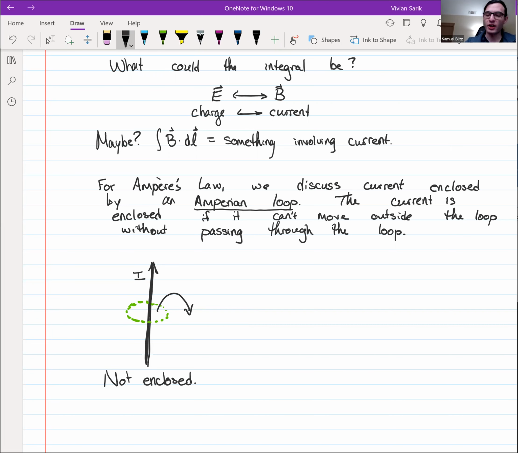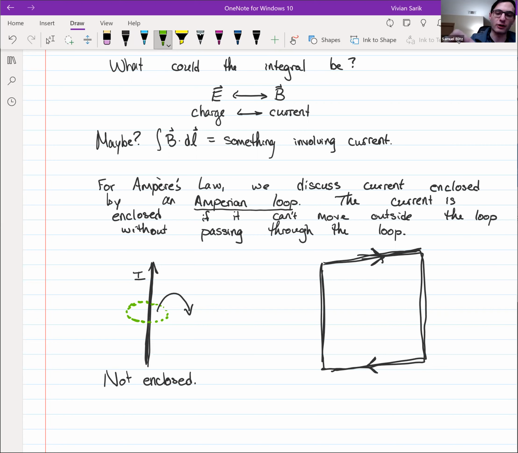However, if you have a loop of wire, like a square, with current running through it, say in that direction, and then you put a loop around it, let me make it dotted. Now, if you want to get that current outside, there's no way to do it, because you can't without actually passing through the loop. So in this case, that current would be enclosed.